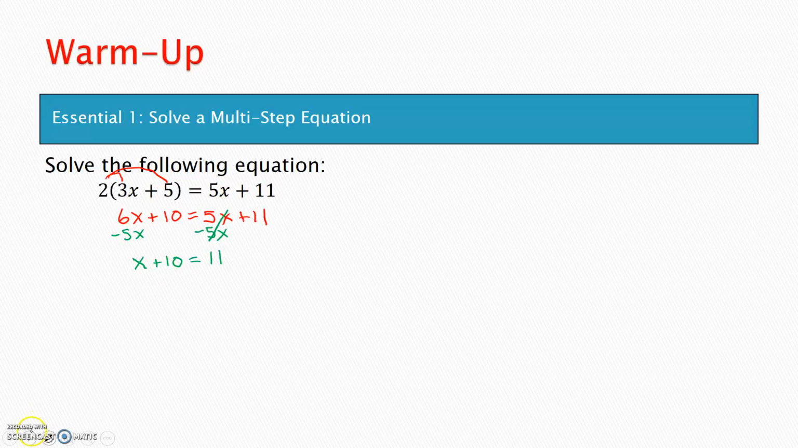Alright, all I have to do is one more step here. I have to get rid of that 10. So how do I do that? Well, I have to say minus 10, minus 10. These 10s will cancel out. I'm left with just x on the left-hand side, equal to 11 minus 10, which is equal to 1. Hey, that's my solution. x is equal to 1.